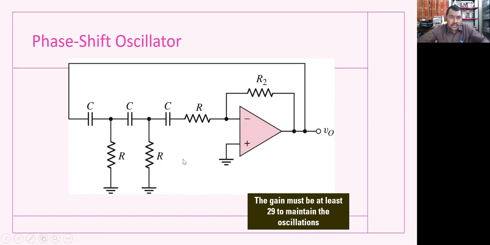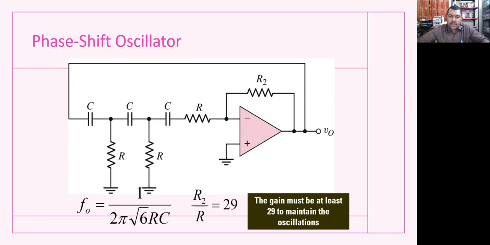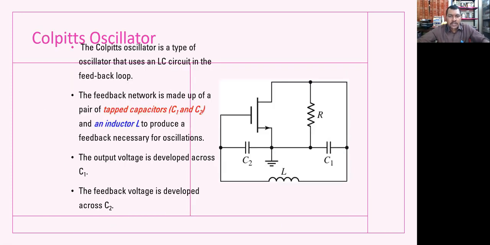And that gain in the phase shift oscillator, which we are expecting to be 29, right? So 29 is the gain, and this is the oscillating frequency, 1 by 2 pi root 6 RC, which is being derived by this derivation. And this is the formula R2 by R1 equal to 29, which gives you the gain. The gain must be at least 29 to maintain the oscillation.